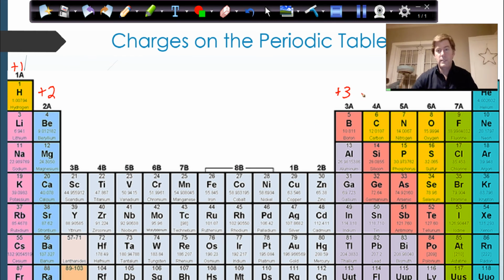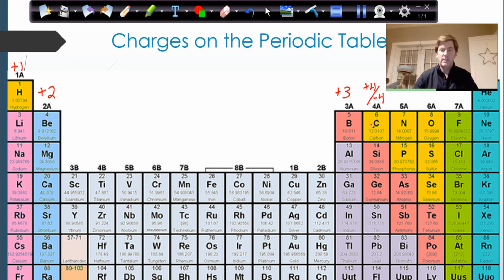Now, here's where we start to get into a problem with carbon and its family. They have 4 valence electrons. Well, you could gain 4 or you could lose 4. What's going to be easier now? Well, it depends what it bonds with. So we'll put this down as +4, -4.